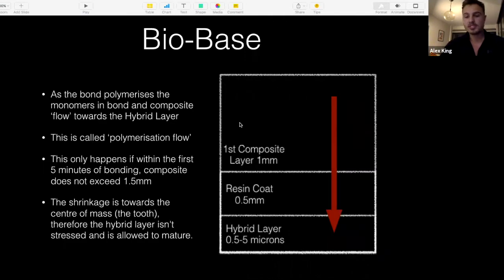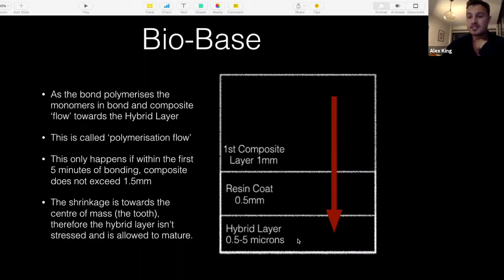So here we go. This is the picture. As the bond polymerizes in the composite, in the resin, in the hybrid layer, as long as we don't encroach past 1.5 millimeters, so the 1 millimeter of composite and the 0.5 of the resin coat above your bond, the flow of polymerization and the shrinkage of composite will be towards the dentine and the hybrid layer. This means it can mature, it doesn't pull away, you're not going to lose bond strength to your dentine, you're not going to have a weaker bond.